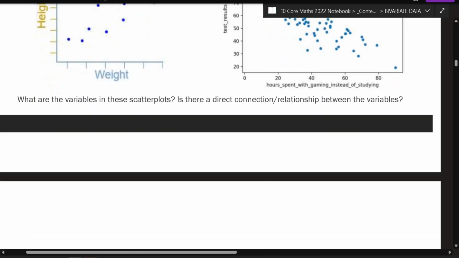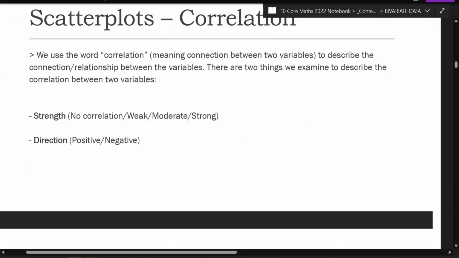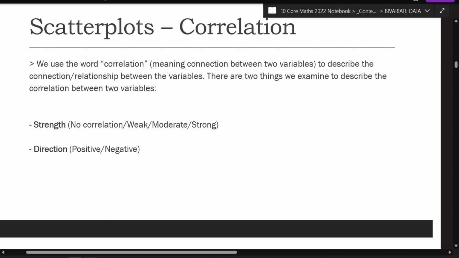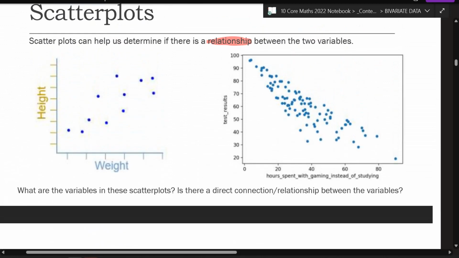Now, there is a certain way that we do interpret it. You can't just say the more you play, the lower your score. There's a certain way that you do have to interpret it, and this is how we interpret it here, or come up with a correlation. So whenever you see the word correlation, this is what you're doing. You're talking about the strength, and you're talking about the direction. Those two things. You have to include those two, strength and direction. So when I showed you guys this, we have to describe what is the strength, what is the direction.